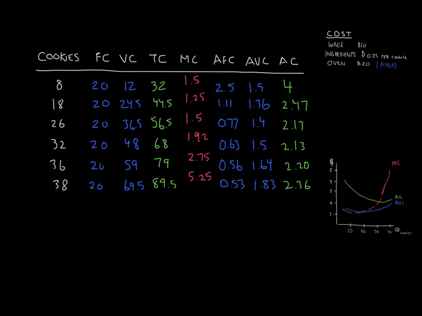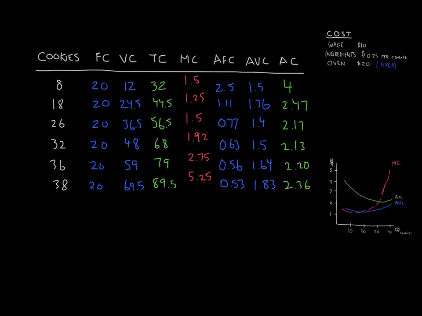And what we see in this table is that the fixed cost is always the same. The fixed cost never changes. It doesn't depend on the number of cookies. We always have to pay for the oven, no matter how many cookies we produce, including when we produce 0 cookies.